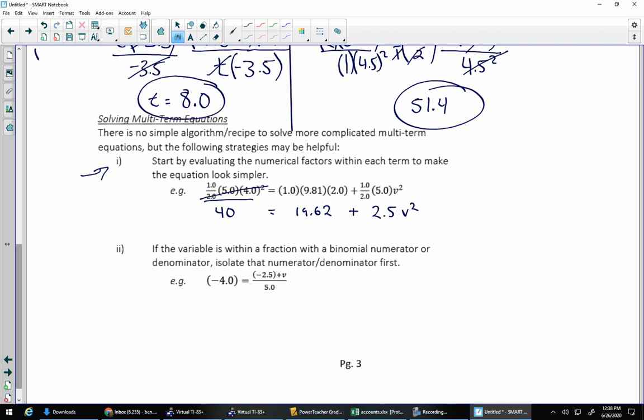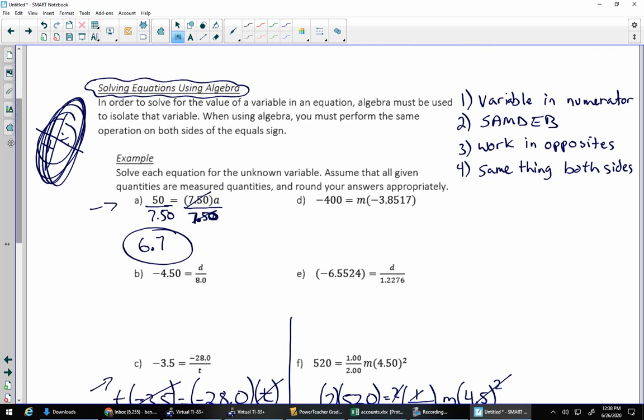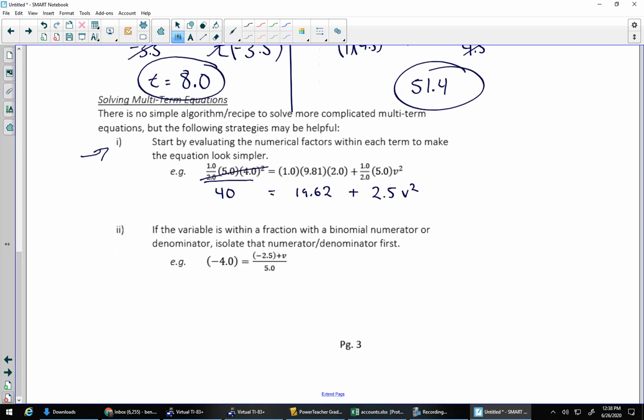Okay, so things I got to think about. Let's go way back up to here. The variable that I'm looking for is in the numerator. Nice. SAMDEB, or order of operations. Okay, I think I do need to think about that, right? Because I've got addition, I've got squaring, and I've got multiplication. So I really need to think about that. So I'm even going to put this off to the side here. SAMDEB, or reverse BEDMAS. Cool.